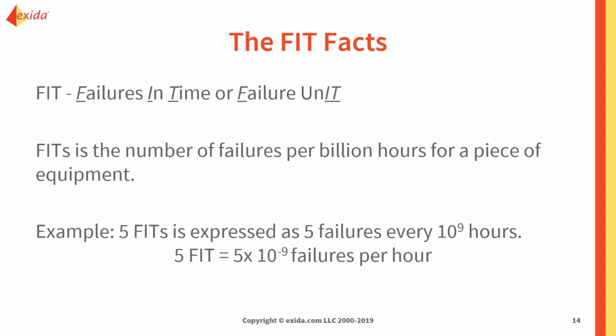So I learn well from examples. Let's say, for example, you say I have 5 FITs. Well, what does 5 FITs really mean? That's saying that you have 5 failures every 10 to the ninth hours, or per billion hours. So that's letting you know that 5 FITs is expressed as 5 × 10⁻⁹ failures per hour.